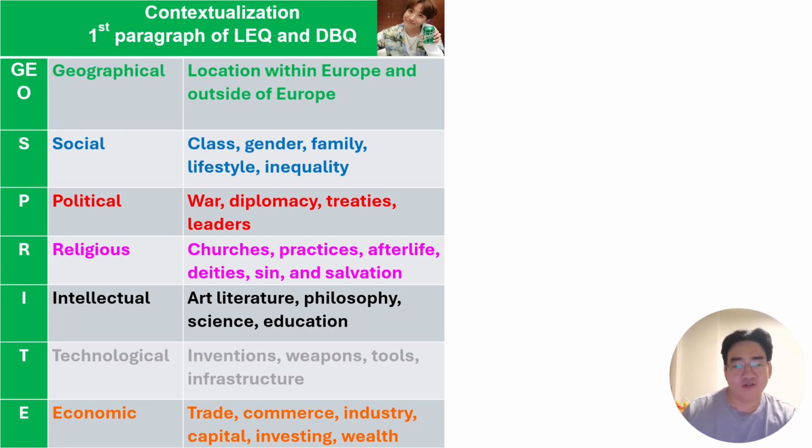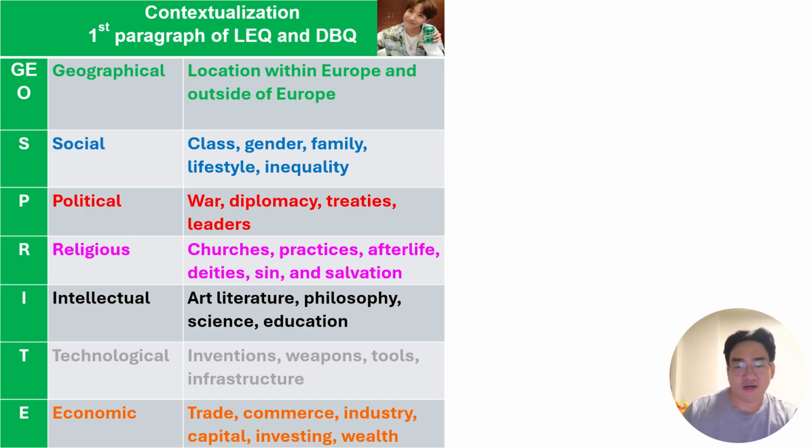Okay, so one of the things that I'm going to use in order to contextualize is the acronym GEOSPRINT. I'm going to do this one for you, but you should be getting in the habit of practicing this. This goes in your first paragraph of your LEQ or your DBQ. So geographical, social, political, religious, intellectual. We're going to skip technological and move on to economic.